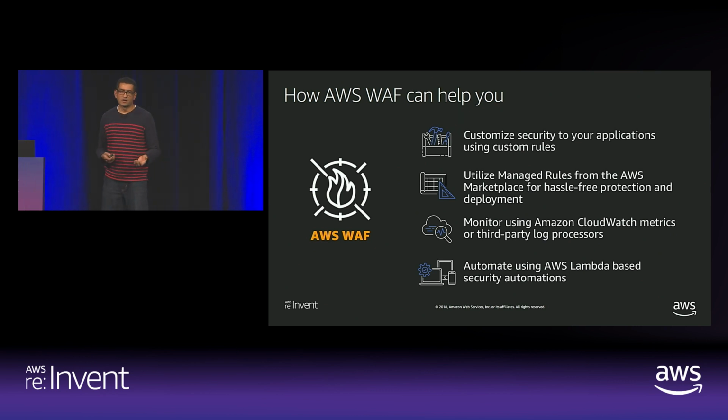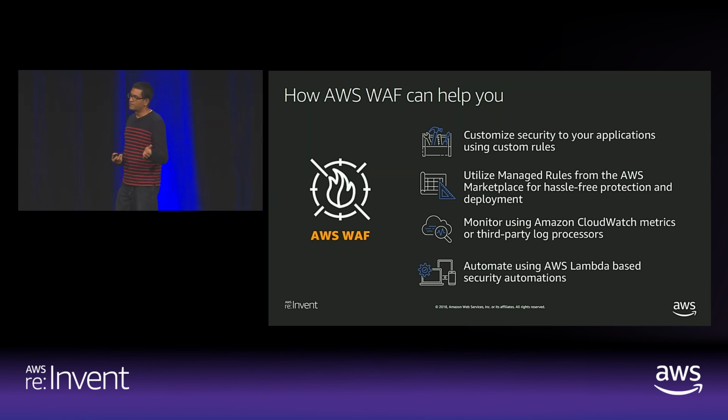WAF is a web application firewall service. It's a layer 7 HTTP inspection service, and it helps you customize the security to your application. You specify rules, and within these rules, you create conditions to match on certain things and block traffic or filter traffic. Instead of writing your own rules, you can utilize managed rules that are provided by AWS marketplace sellers. There are a number of rules that already exist, and you can use those as a quick and easy way to get started with WAF.